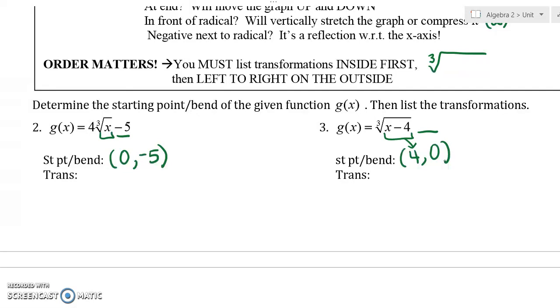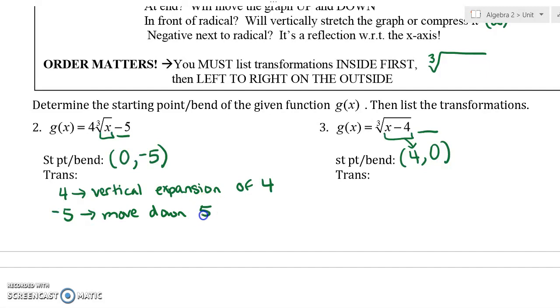And then we have the transformation. On the inside, we have nothing, so we're not going to talk about anything. Now we're going to go left to right on the outside. So we're first going to talk about the 4, and that is going to be a vertical expansion of 4. And then we're going to talk about the minus 5 that's on the outside as well. And what that means is move down 5 units.